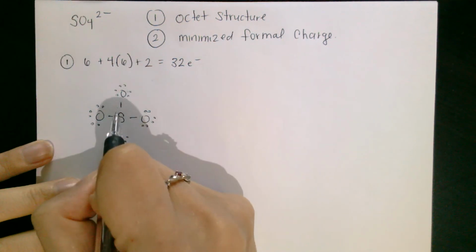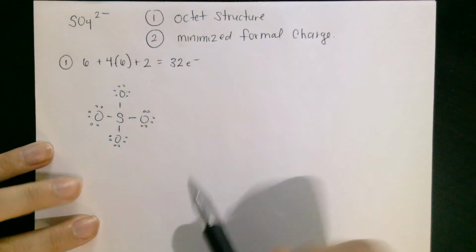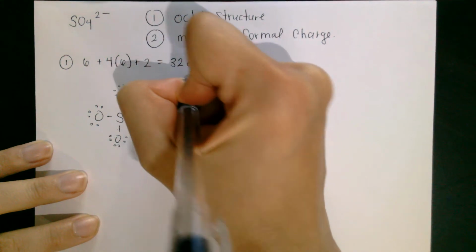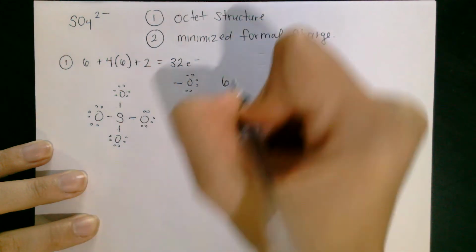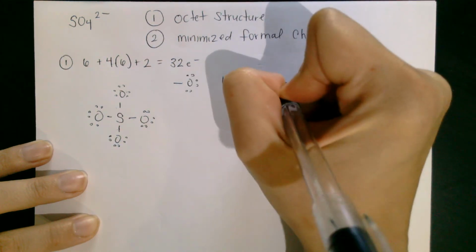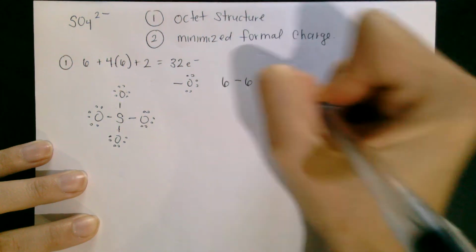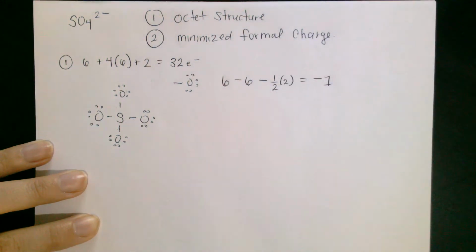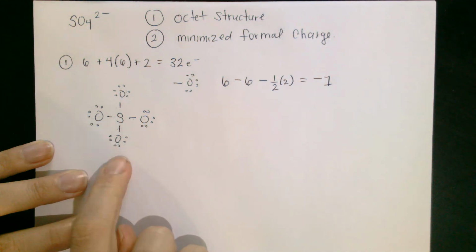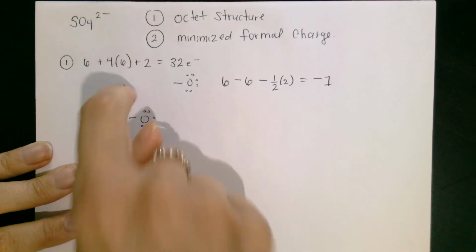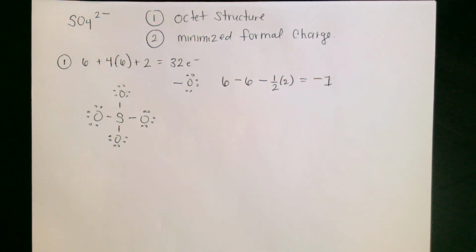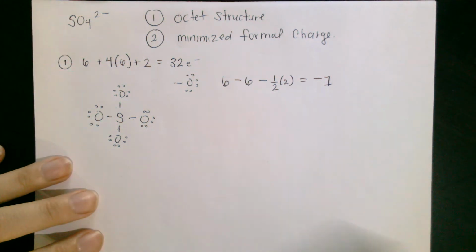We've done this oxygen before, but we can run through it again really quick. This one was oxygen with the single bond. So this one we know is 6 minus 1/2 of 2, which gave us -1. Every single oxygen on this structure here has a -1 formal charge. So -1, -1, -1, -1. We can deduce then that the sulfur is going to end up being +2 if all of this has to add up to give us a -2, but we'll verify that.